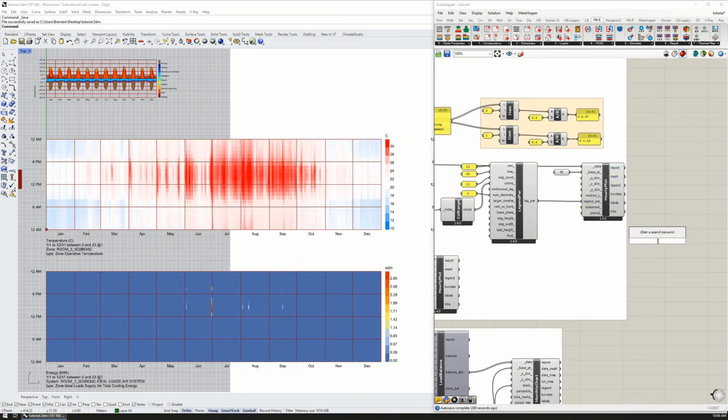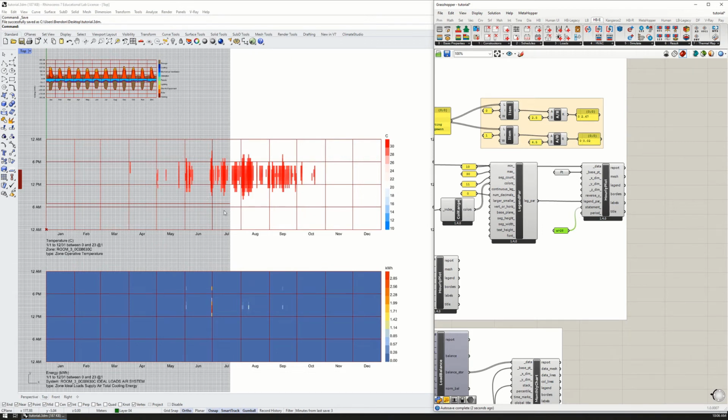Here, I can put in a conditional statement. So if A is greater than, say, 28 degrees Celsius, and it will parse it just to show me those dates or those times of the year. So we can see there's a huge number of hours that are greater than 28, and these occur when the building would be occupied, which is a little bit of a red flag.